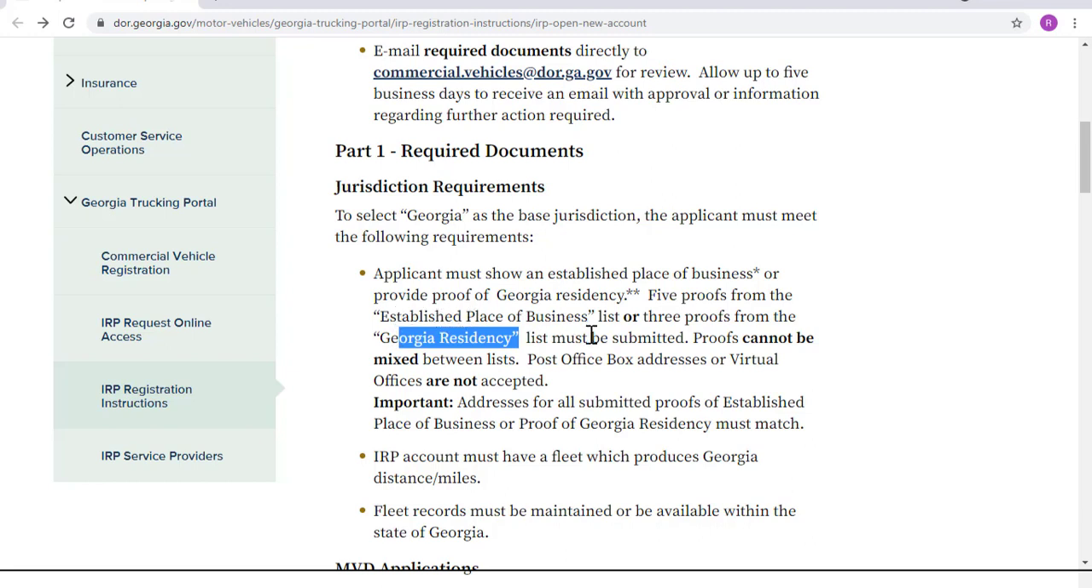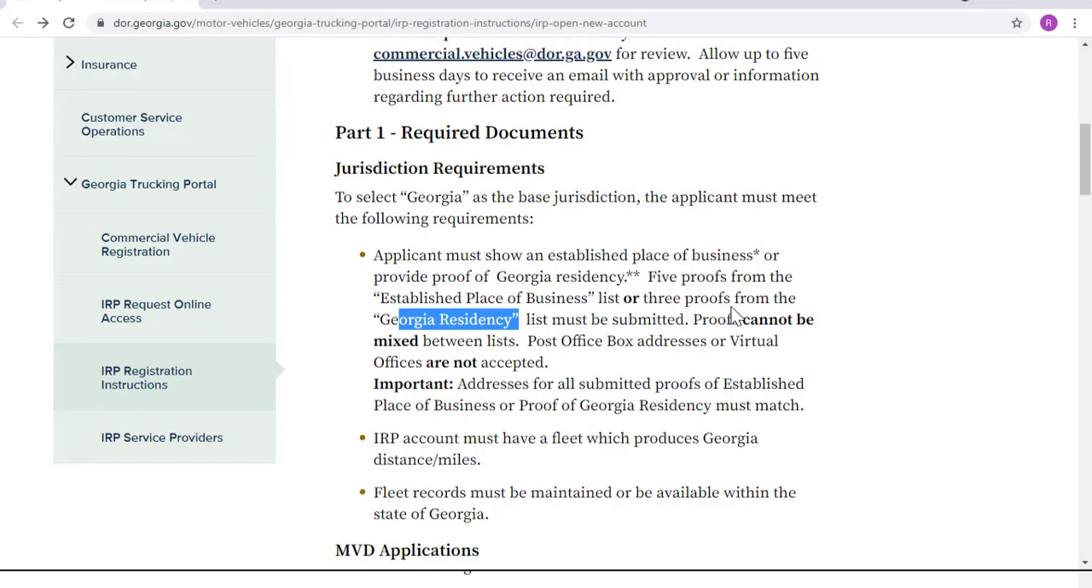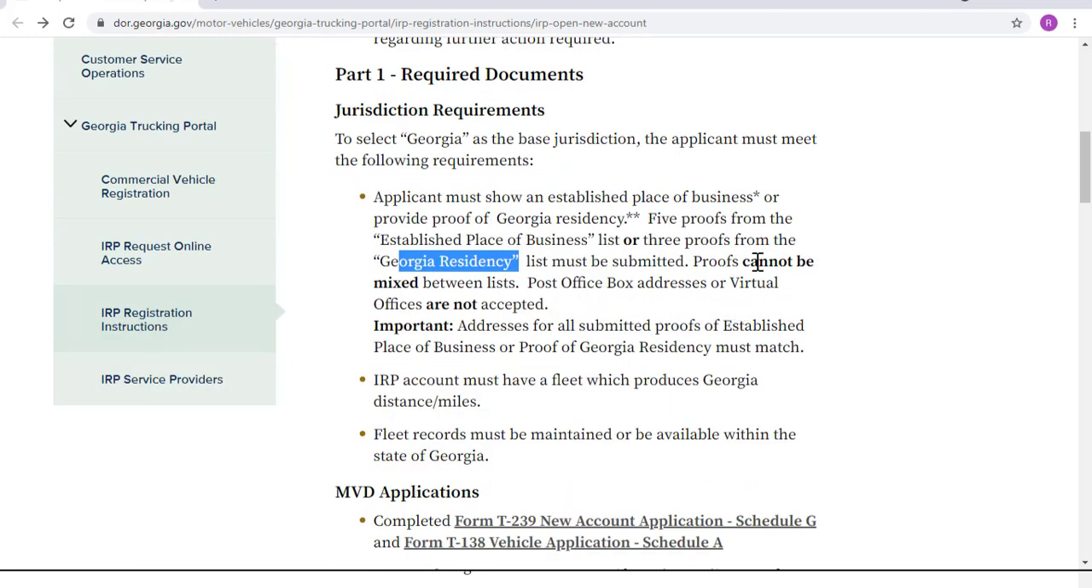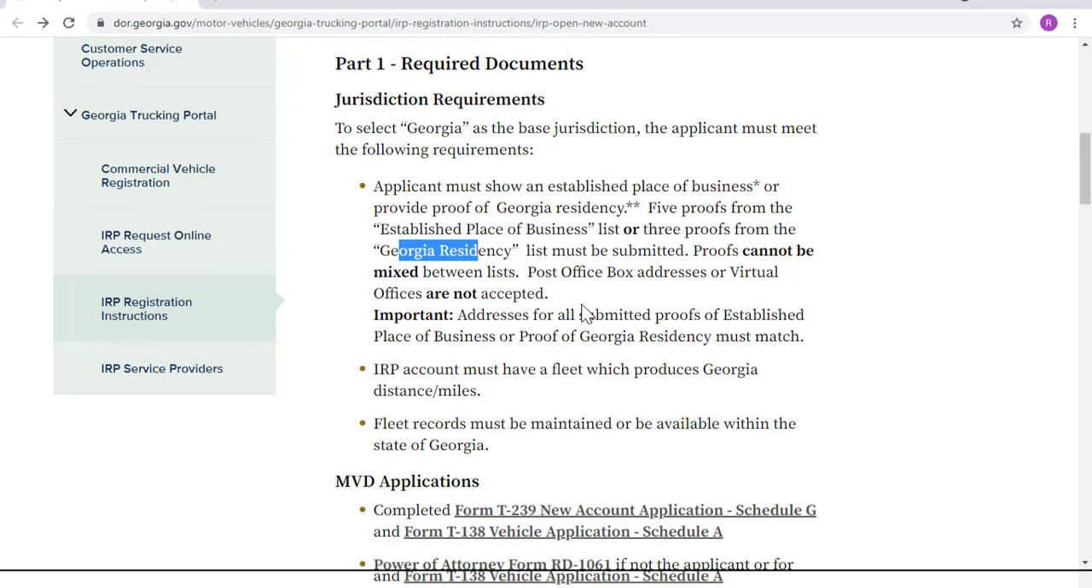Does that make sense? Okay, now one thing they pointed out real quickly here in bold print, the proofs cannot mix and match, which means you can't have 2 proofs from the established place of business and then submit 3 to qualify under the Georgia residency. So you can't mix between the 2. All right, does that make sense? Great. All right, let's keep going.